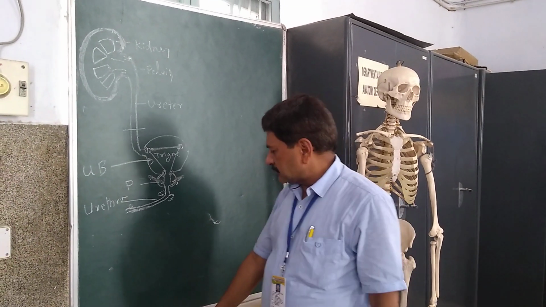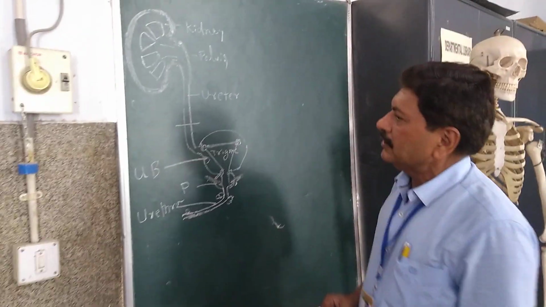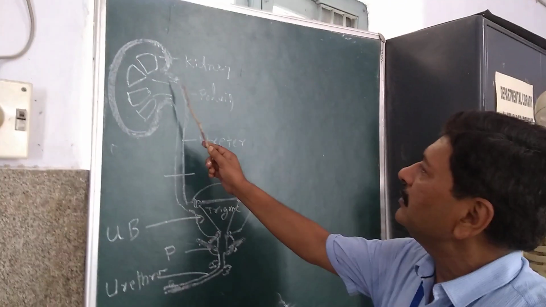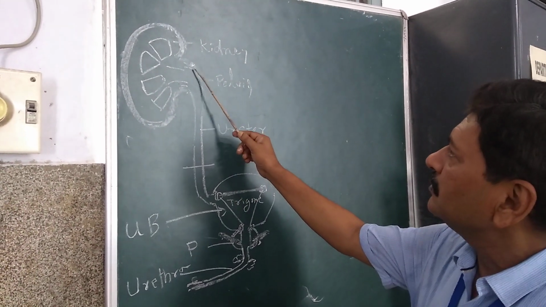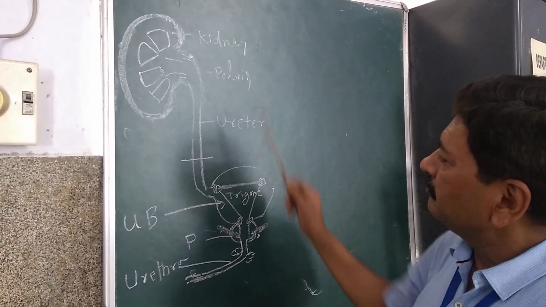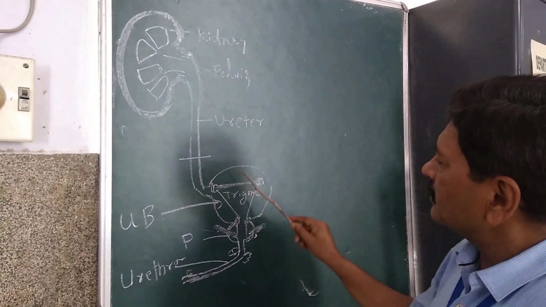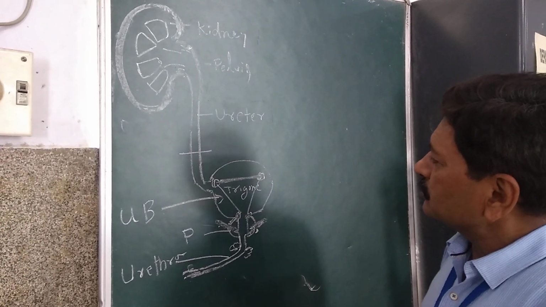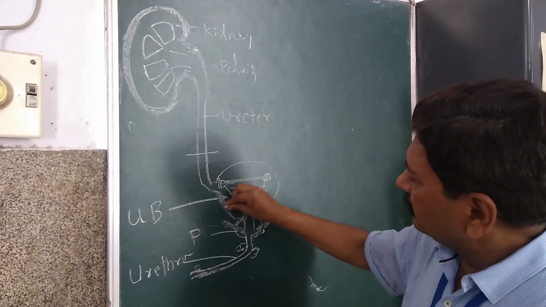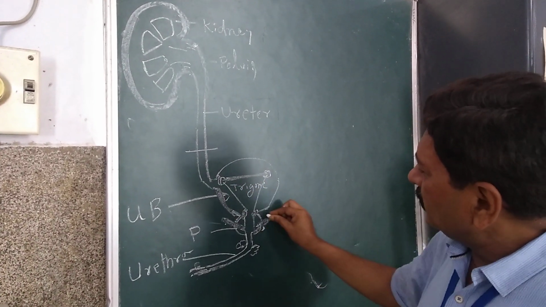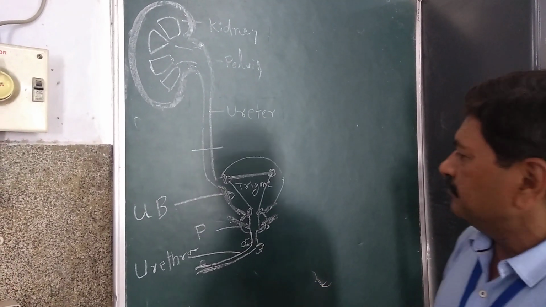Today I am going to discuss the histology of the urinary system. We have already discussed the histology of the kidney. Today I am going to describe the histological picture of the ureter, which connects the kidney with the urinary bladder, and the urinary bladder, which is a sac-like structure that stores urine, and when sufficient amounts of urine are stored, it will be evacuated through the urethra.